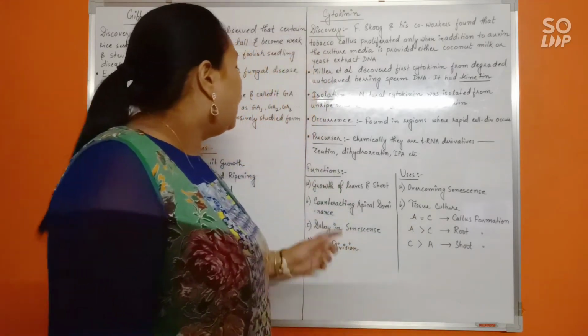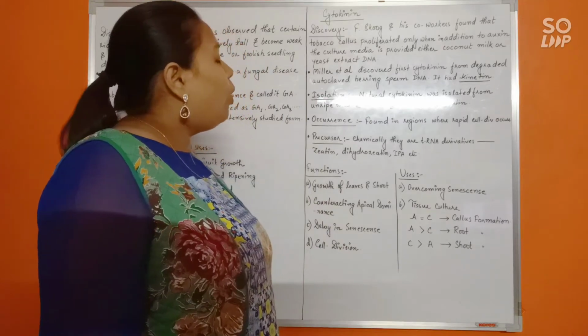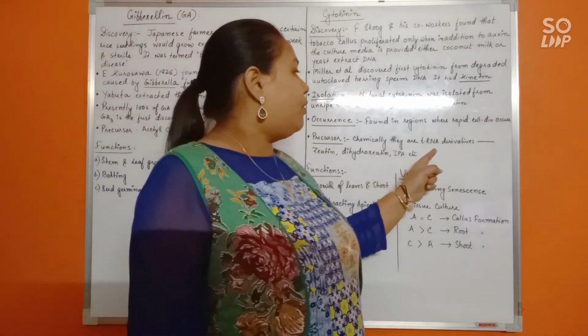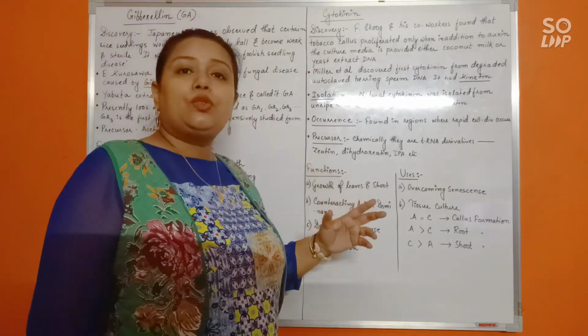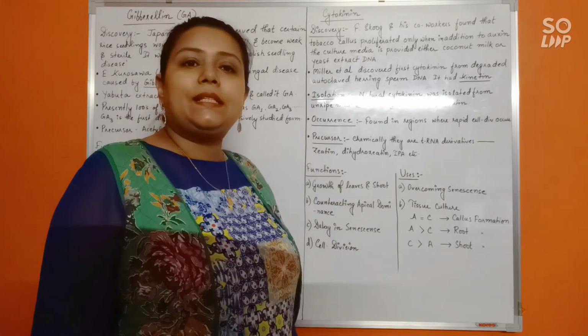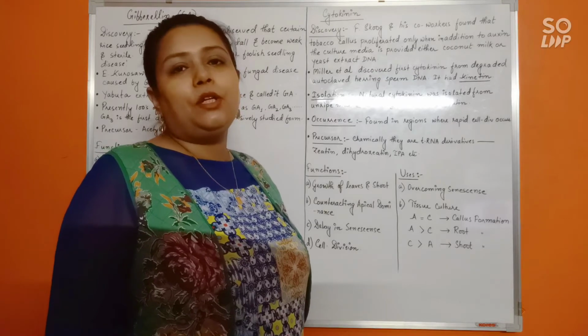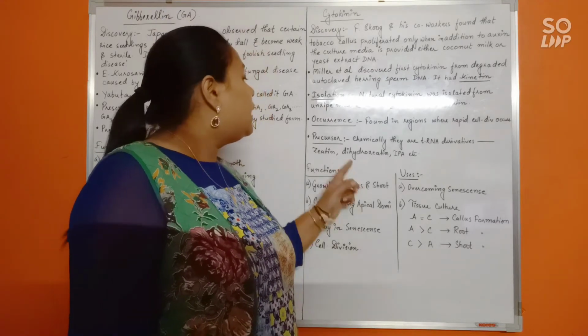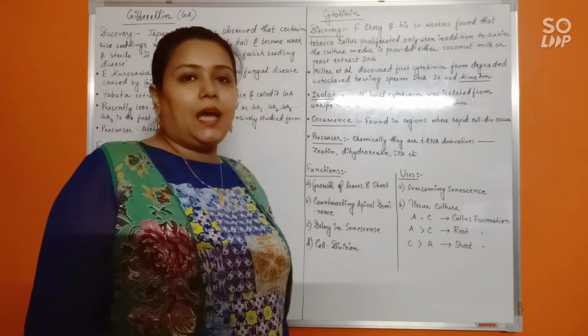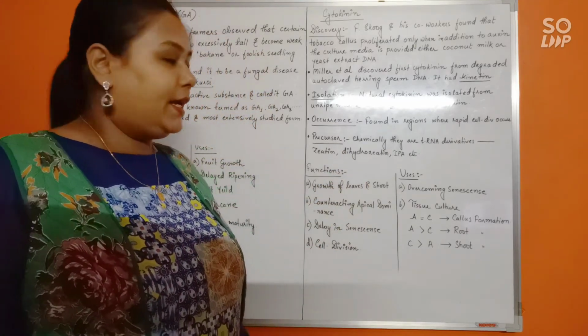Precursor. Chemically, all the cytokinins are nothing but tRNA derivatives, and some important examples are zeatin, which is also commonly known as BAP, benzyl aminopurine, which is very much commercially utilized for plant tissue culture method, dihydrozeatin, IPA, isopentenyl adenine, etc.